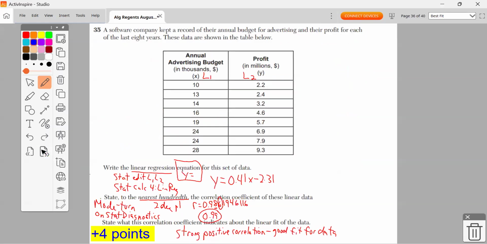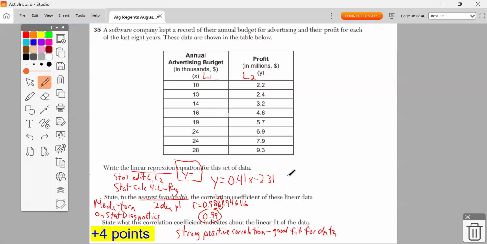In question number 35, write the linear regression equation for this data. So L1, L2, stat edit, L1, L2, stat calc, number 4 for linear regression. So linear regression equations have to have a y equals. If you did not put the y equals, you do not get full credit. 0.41 is your A value. Negative 2.31 is your B value. So y equals 0.41x minus 2.31.